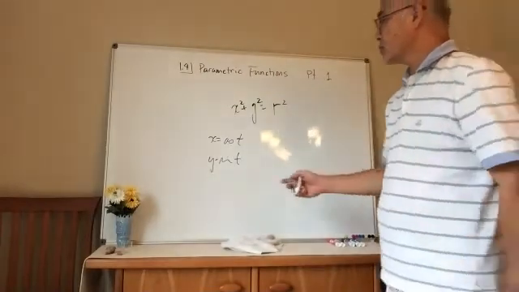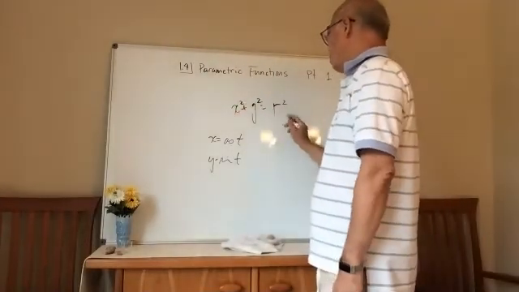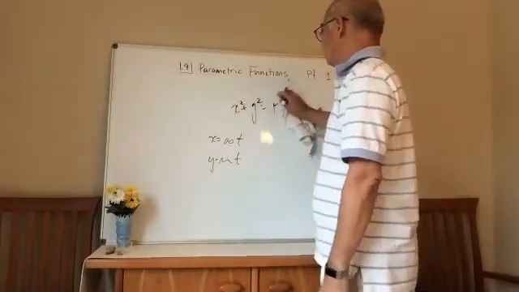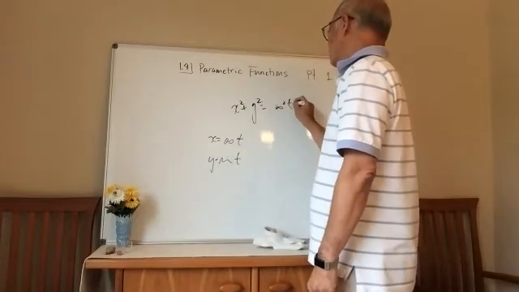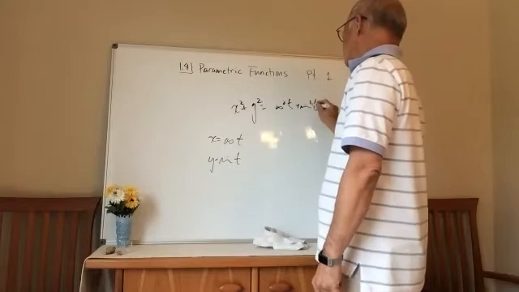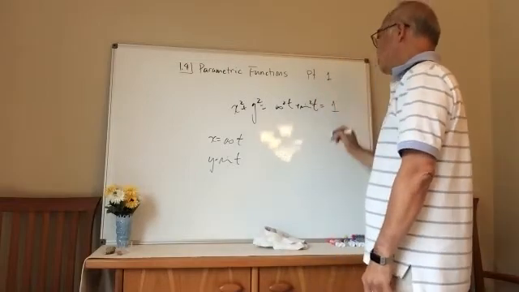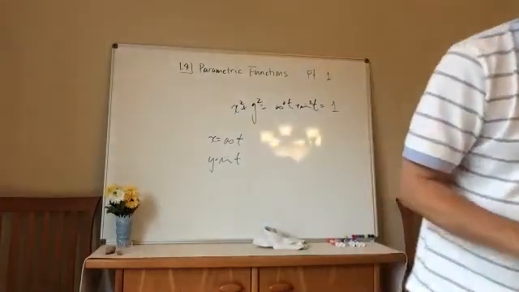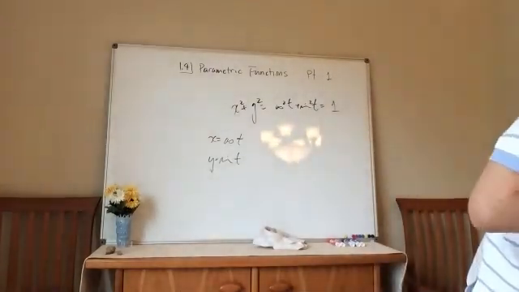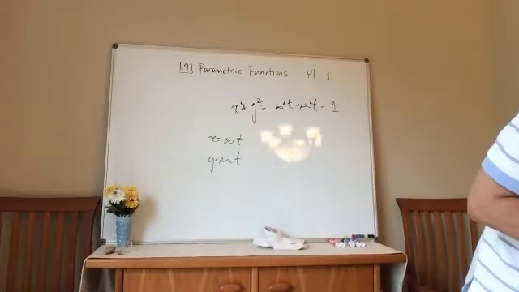And the reason why this works is if you plug this in, what do you get? I get cosine squared t plus sine squared t, which is always going to be equal to 1. So yes, indeed, this is a circle, right? Okay. So let's go to example number 2.